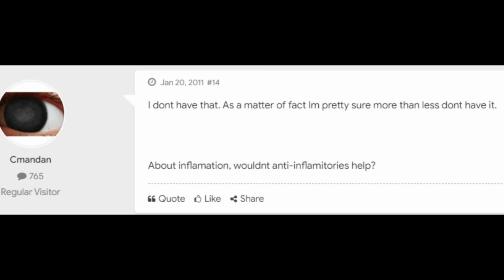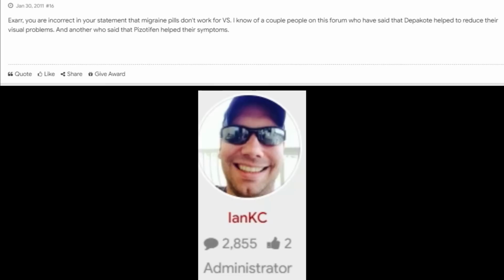Mandan says, "I don't have that. As a matter of fact, I'm pretty sure more than less don't have it. About inflammation, wouldn't anti-inflammatories help?" Matt says, "I get the pulse feeling in the back of my head many times as well. I also experience the pulse sensation occasionally in my eyes too. Could be onto something."